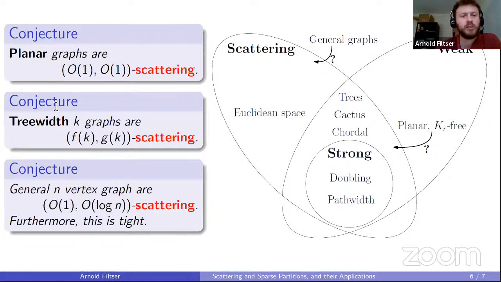The same question is also valid for treewidth k graphs, where we again know how to construct weak sparse partitions, but not scattering. And the final question is about general graphs, where we know how to construct log n strong sparse partitions, which is tight, but this is the same parameter for scattering partitions, but there's no lower bound, and I believe it to be a constant, not log n. So, okay, thank you very much.